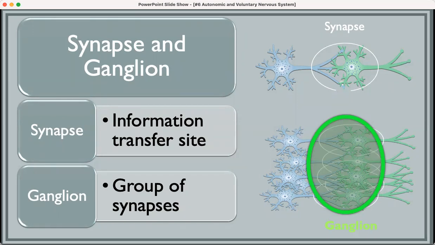Basically, the synapse is what transfers information from one neuron to another. And if you take a bunch of those synapses, put them together, it's called a ganglion, or a group of synapses. Now, just for future information, ganglion can also mean a grouping of cell bodies. It can also mean a cyst, like you'll see in the wrist. So ganglion is really a general term. In this situation, the sympathetic chain ganglion represent synapses, multiple synapses of nerves.